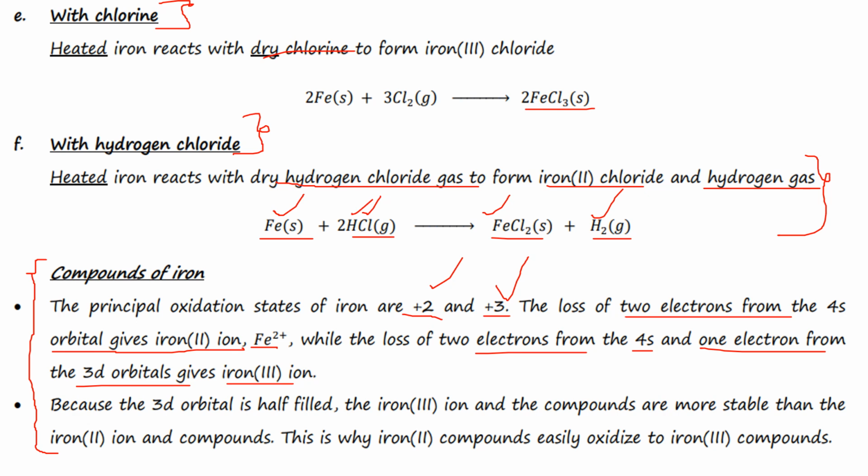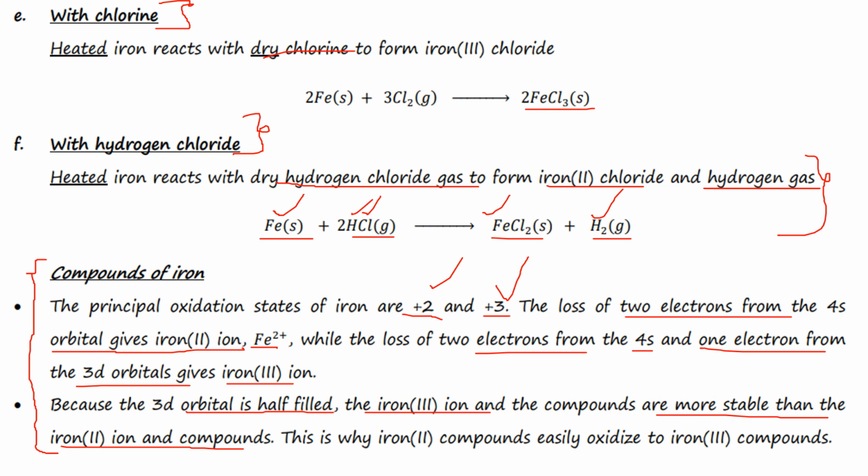So the reason why the +3 is more stable than the +2 is because the 3d orbital is going to be half filled when present in the iron 3 ion, and the compounds therefore are going to be more stable than the compounds that are going to be formed in the iron 2 ion. Because if you look at the iron 2 ion, the 3d subenergy level is neither going to be half filled nor fully filled. And we say that for a subenergy level to be thermodynamically stable or more stable, it has to be either half filled or fully filled.